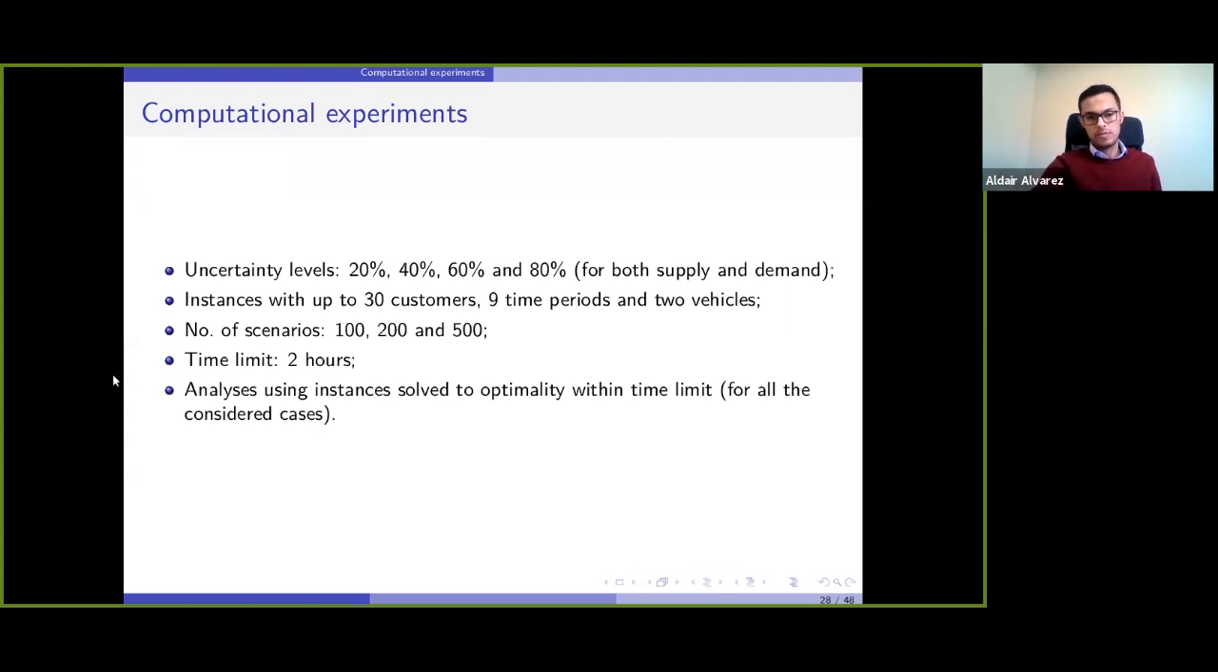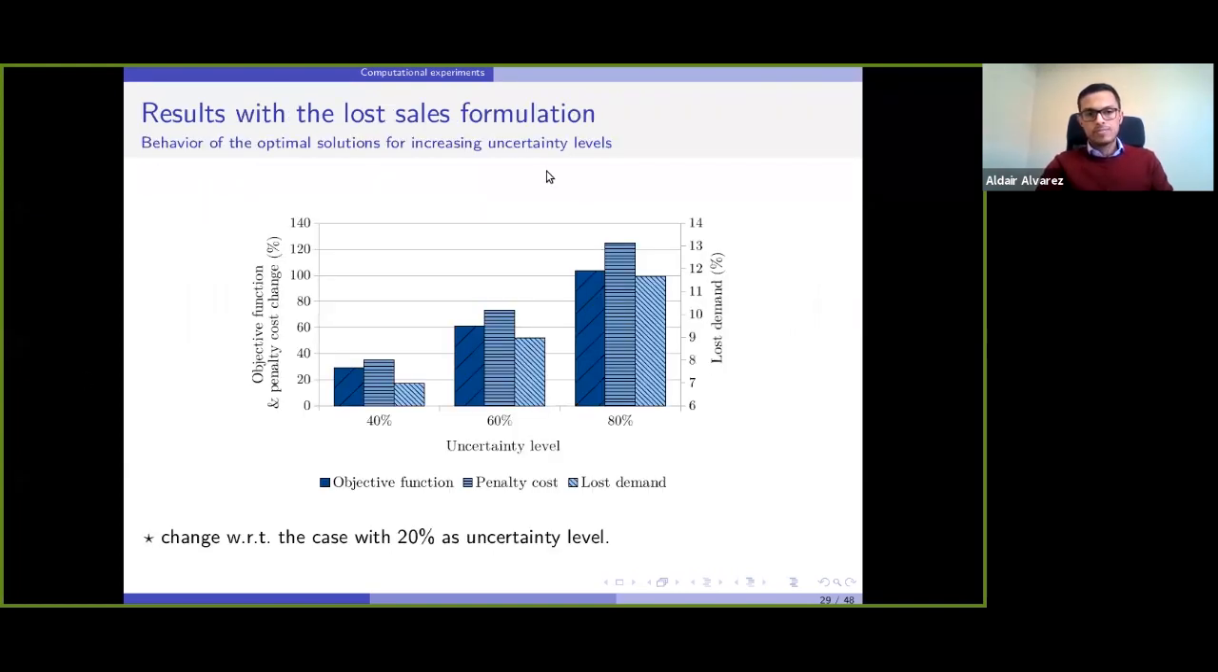For this initial analysis, we have two sets. The first one is focused on managerial insights from the results, and the second part is from the results of the heuristic. So initially, we wanted to explore, for the lost sales case, what happens when we increase the uncertainty levels of the solution. And this is what we show in this figure.